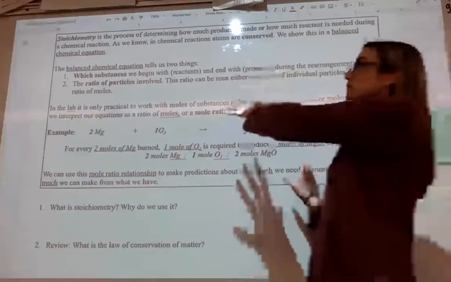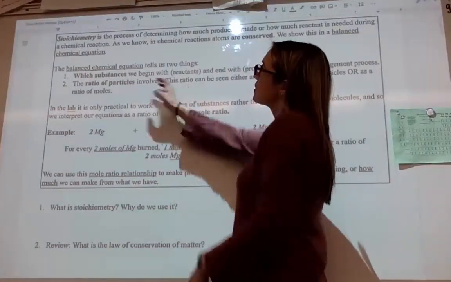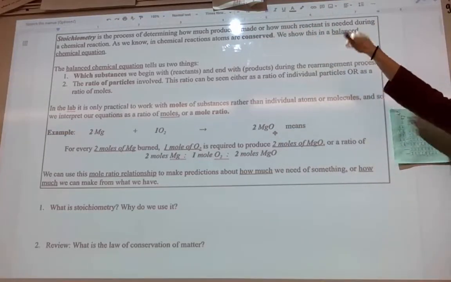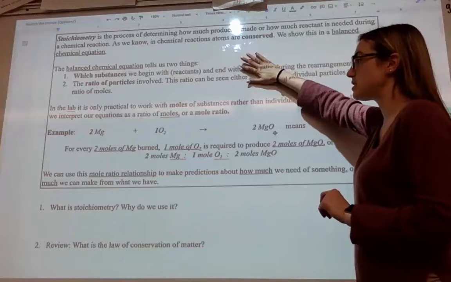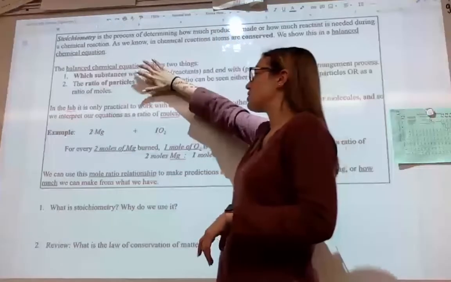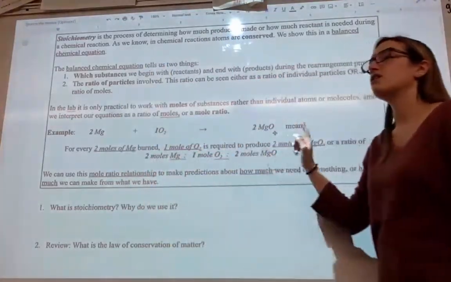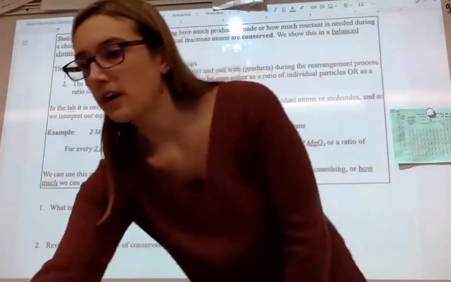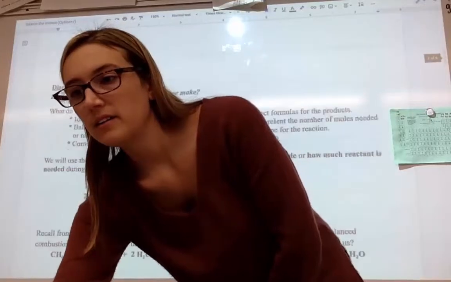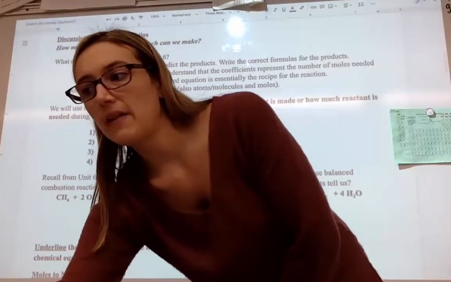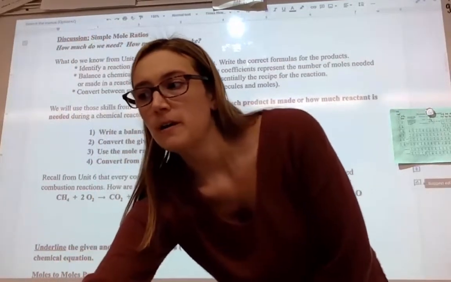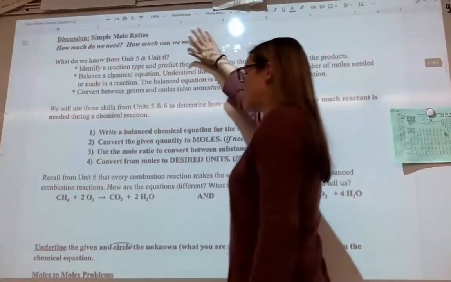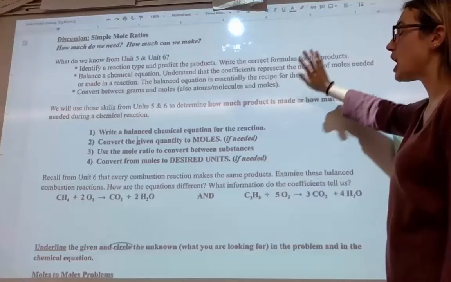This intro paragraph, or few paragraphs, is just in general: we always need a balanced equation. That's why we've already gone through balancing equations, because that balanced equation allows us to convert between substances. So what we'll actually do is flip to the back of the first page. The back of the first page says simple mole ratios, and we have some of this information at the top.